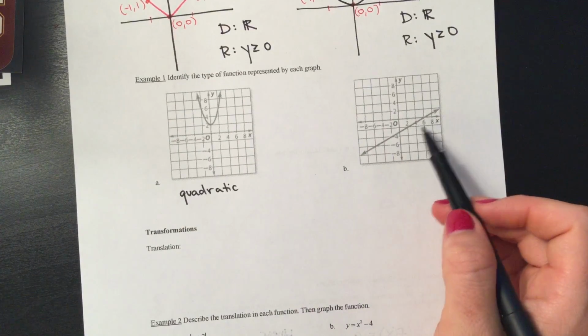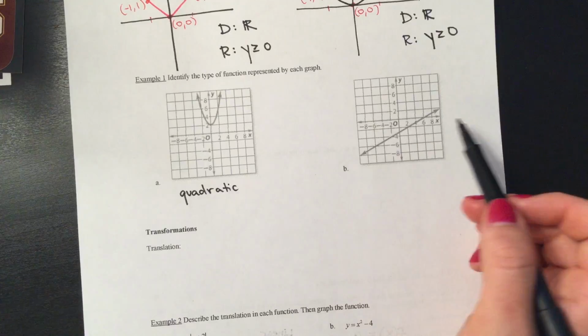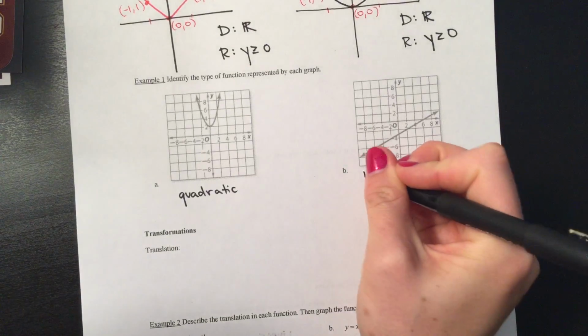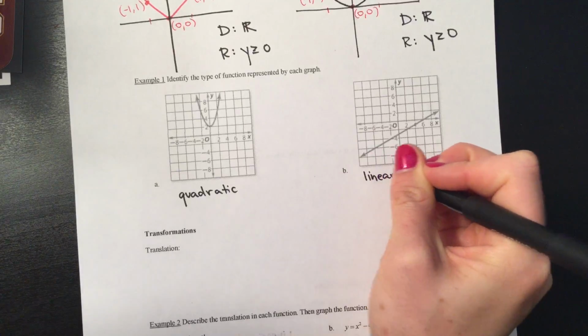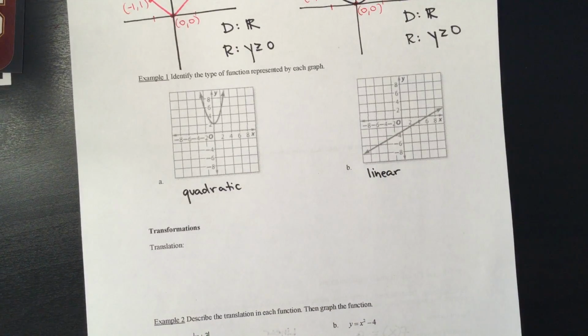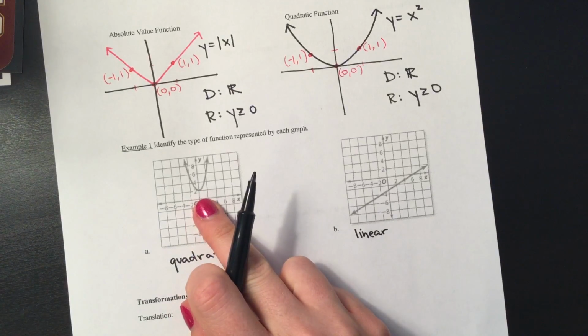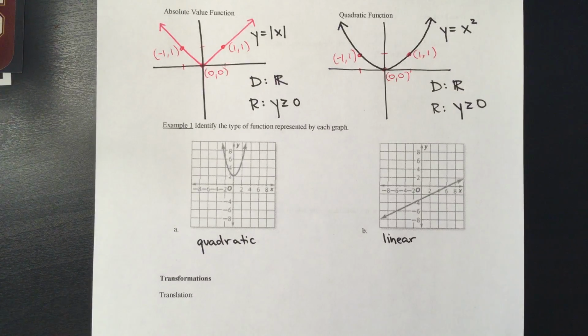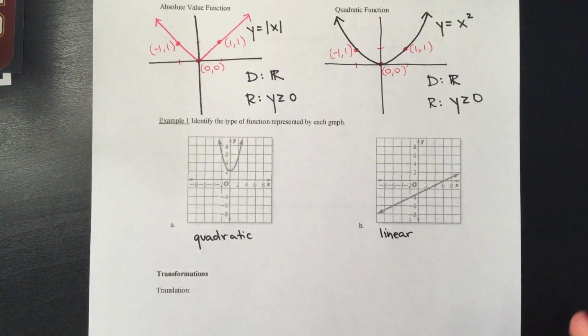And then this one is a straight line, but it's not horizontal. So if it's a straight line and it looks like it's diagonal, that's going to be a linear function. If it was a straight horizontal line, that would be a constant function. So you could identify, hopefully, any of these graphs. And now you'll notice that this is still a parabola, but it's different from this original parent graph. That's because it was transformed. So we're going to talk about what it means to be transformed in the second half of the notes.